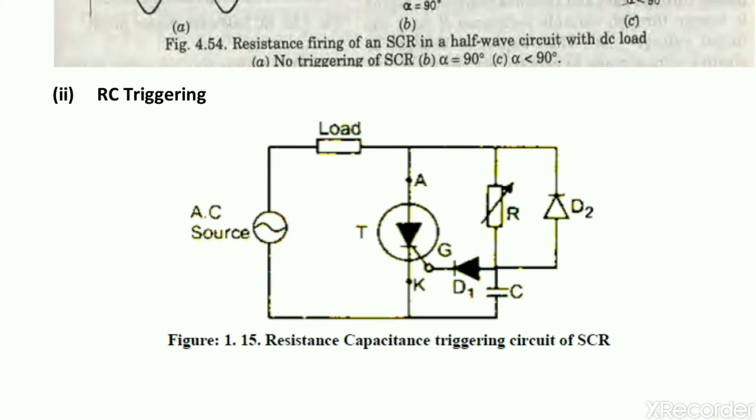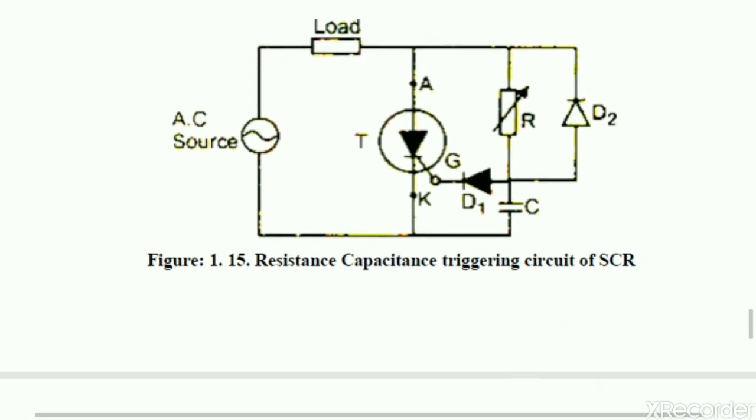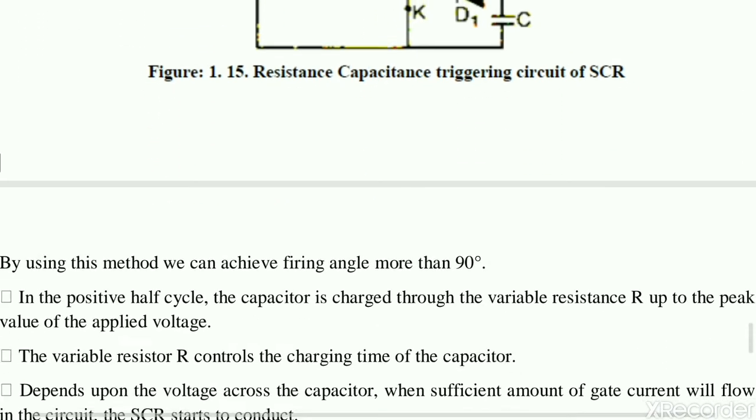So this is the power circuit diagram for RC triggering. Similarly, in this case, there is an AC voltage source to feed the load and SCR. There is a variable resistor, capital R, two diodes, that is D1 and D2, and one capacitor. So we will quickly move to the description of this circuit.